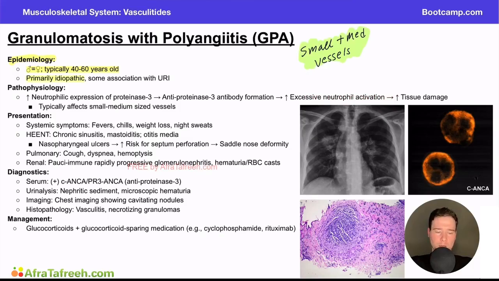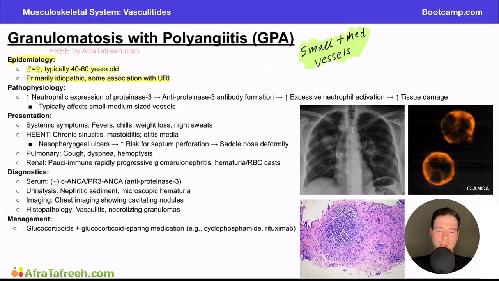Now, it's also important to note that this is primarily idiopathic. That is to say, we don't necessarily know what causes it. However, there is some association with URIs or upper respiratory infections. So again, GPA is typically going to affect middle-aged patients, typically going to be idiopathic, associated with some URIs, and is a type of systemic ANCA-positive vasculitis that typically affects the small and medium vessels and classically presents with affecting the kidneys, lungs, and paranasal sinuses.